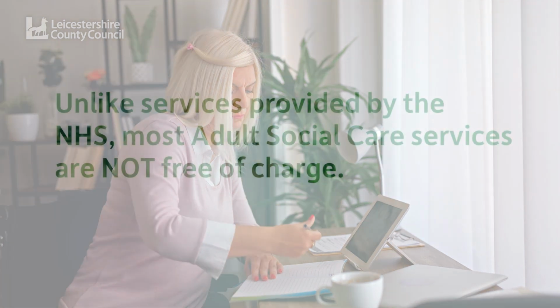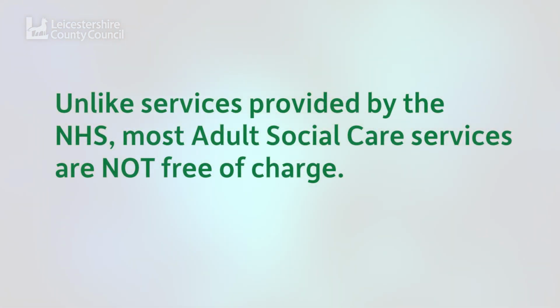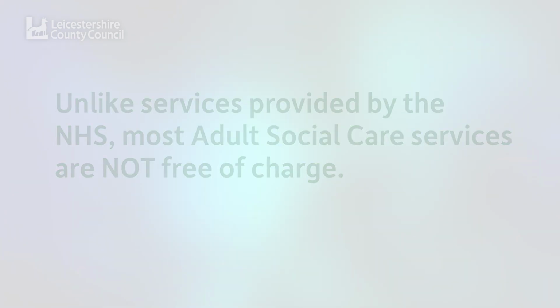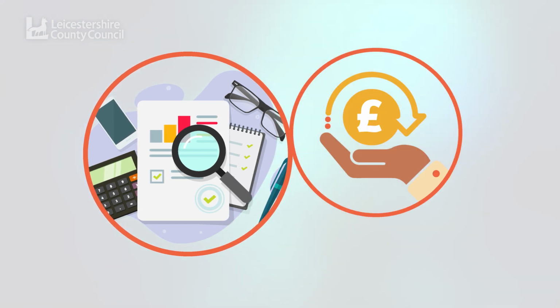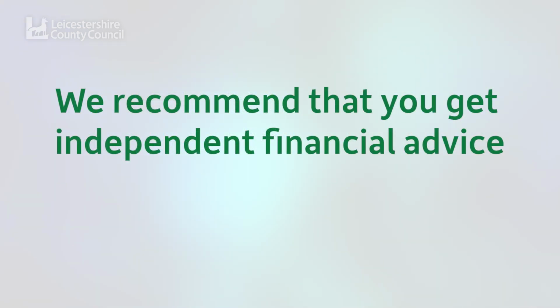Unlike services provided by the NHS, most adult social care services are not free of charge. This means that when the council helps you to arrange your care and support services, or gives you money to arrange your own services, called a direct payment, you will have a financial assessment to work out how much you have to pay towards the cost of your services. This is worked out using your income and any capital or savings that you have. We recommend that you get independent financial advice.